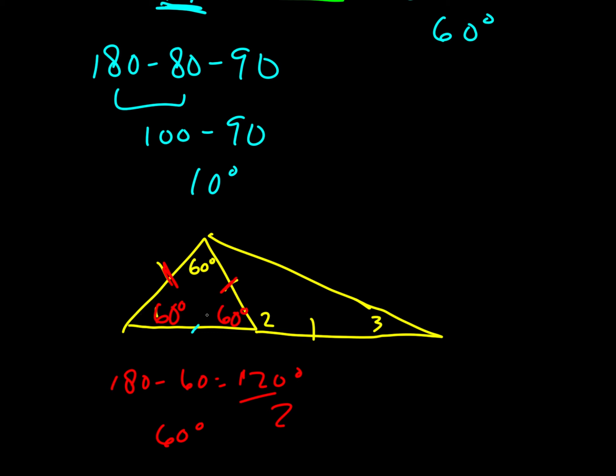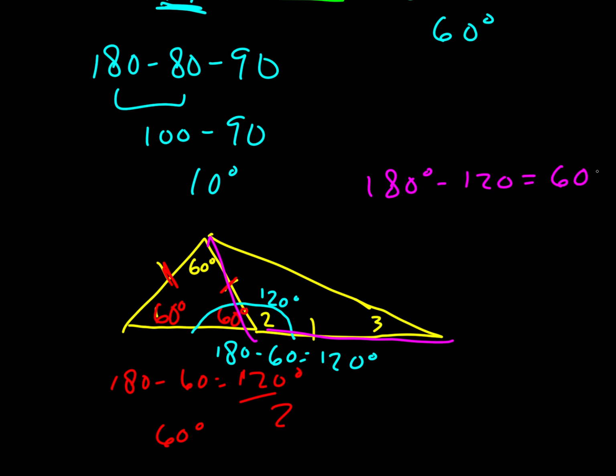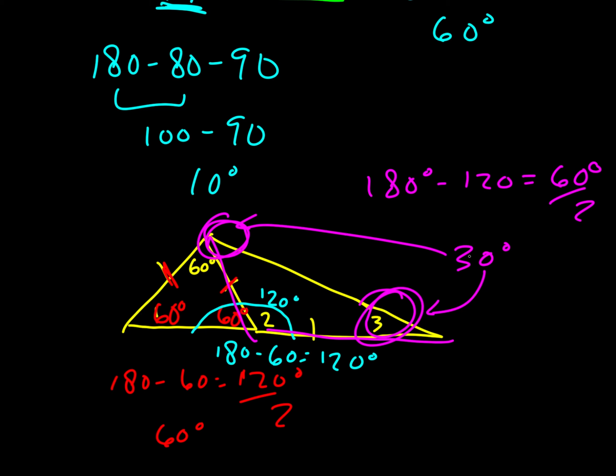And then to find angle 2, we note that that's a linear pair. And so if we do 180 minus 60, we're left with 120. And so angle 2 is 120 degrees. Now we're going to do the isosceles thing again, because this is the same as this. And so if this is 120 up here, we're going to say 180 minus 120 leaves us with 60. This time we have to split that between these two angles. So we divide by 2. We get 30 degrees for that angle and that angle. Okay.